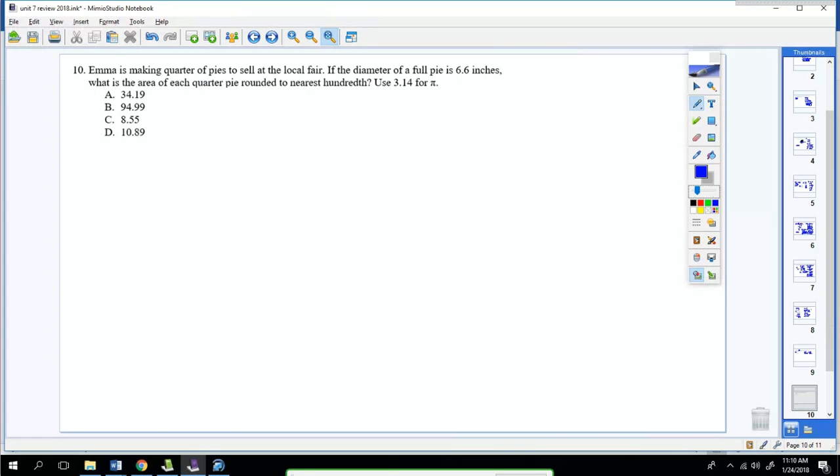All right, number 10. Emma's making quarter pies to sell at the local fair. If the diameter of a full pie is 6.6 inches, what's the area of each quarter pie? Well, right now, I know my diameter is 6.6, but I need my radius, which is going to be 3.3, which is just half of 6.6.